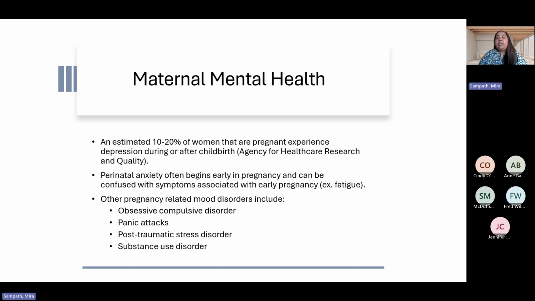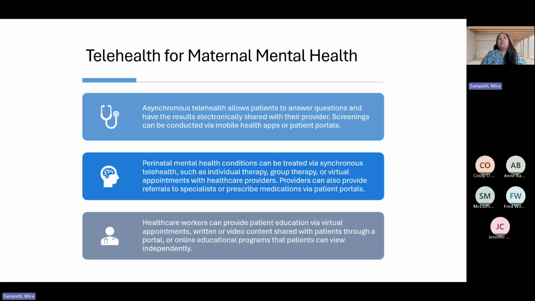So again, laying the context for where telehealth or telemedicine can be useful in the context of maternal mental health. I think when we think of telehealth and maternal health, we typically think of your OBGYN care, and then we had a different application of it with maternal fetal medicine. And there's a different application of it really when it comes to maternal mental health. So how is telehealth applicable for maternal mental health?